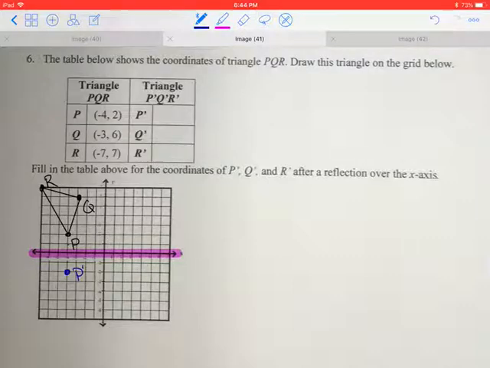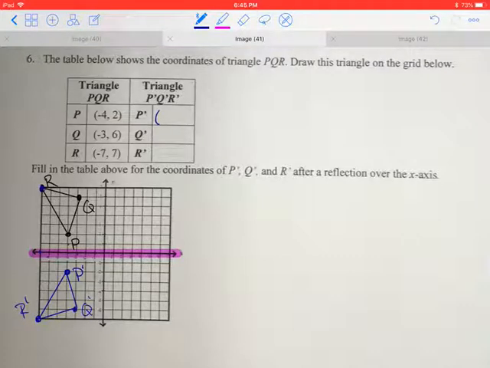Q is 6 away, so I go 6 on the other side, and there's Q. And then R is in this upper corner. It's 7 away from the line, so we go 7 on the other side, and here's our new R. Now remember, we flipped across the x-axis, so we're expecting a sign change in our y.